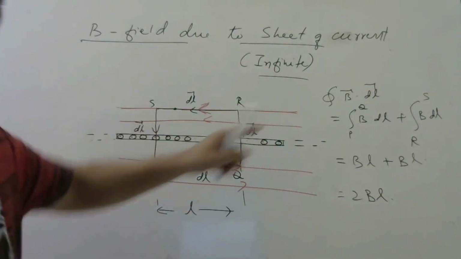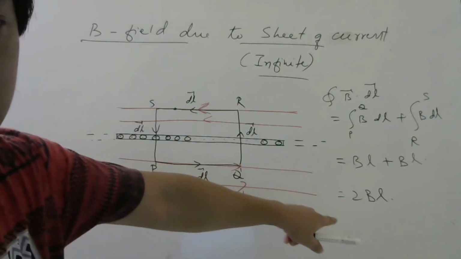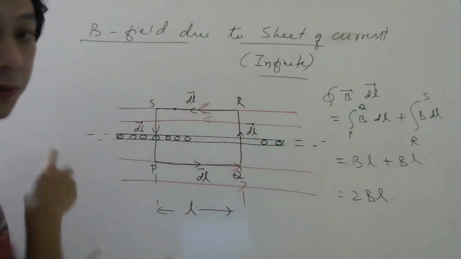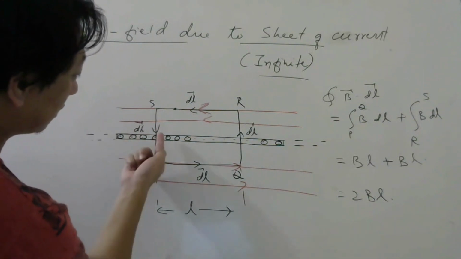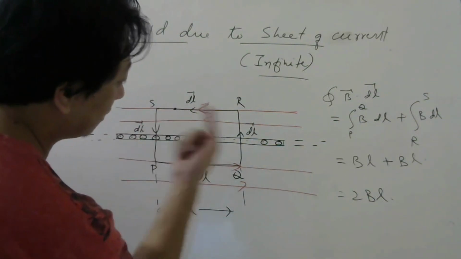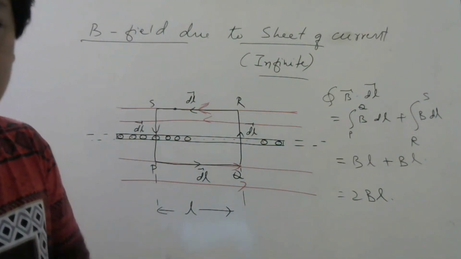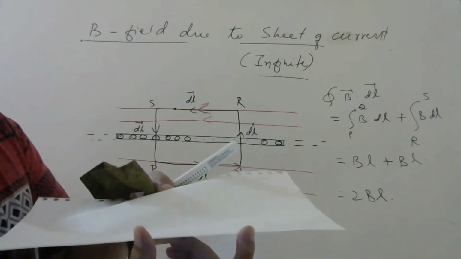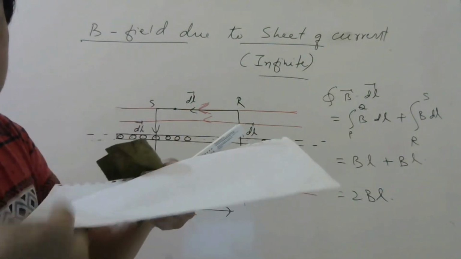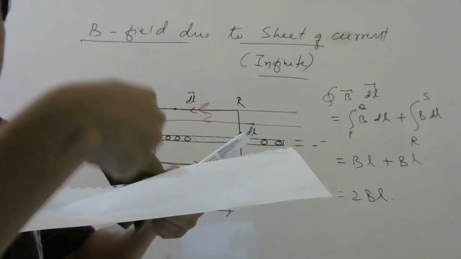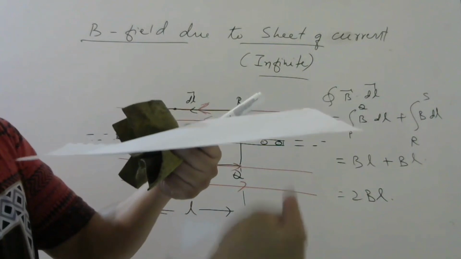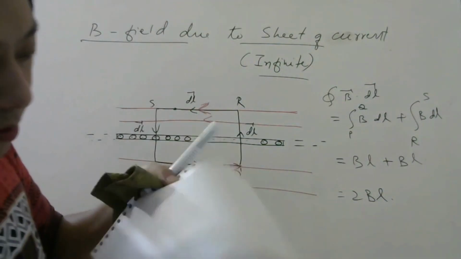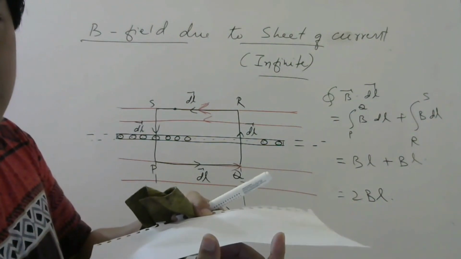So now that we found the left side of Ampere circuital law, 2BL, we need to know the current inside this loop. You can see this current is inside, this current is inside, this current is inside. So if this is your sheet, the current in this much part is inside this loop, which I have considered. One here, one here, one here, one here. So you can see this much current is inside the loop.